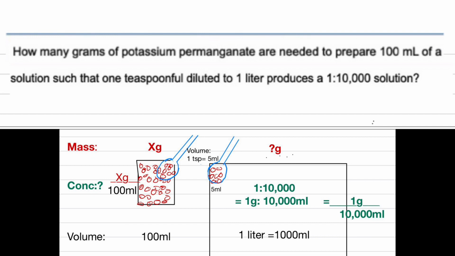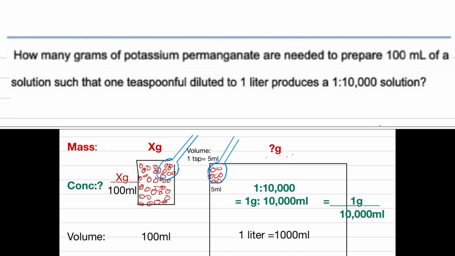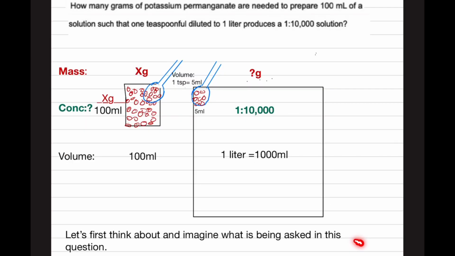Why, hello! Here's a question for us. It looks like it is a dilution. How many grams of potassium permanganate are needed to prepare 100 mLs of a solution such that 1 teaspoonful diluted to 1 liter produces a 1 to 10,000 solution? I'm thinking, let's first think about and imagine what is being asked in this question.